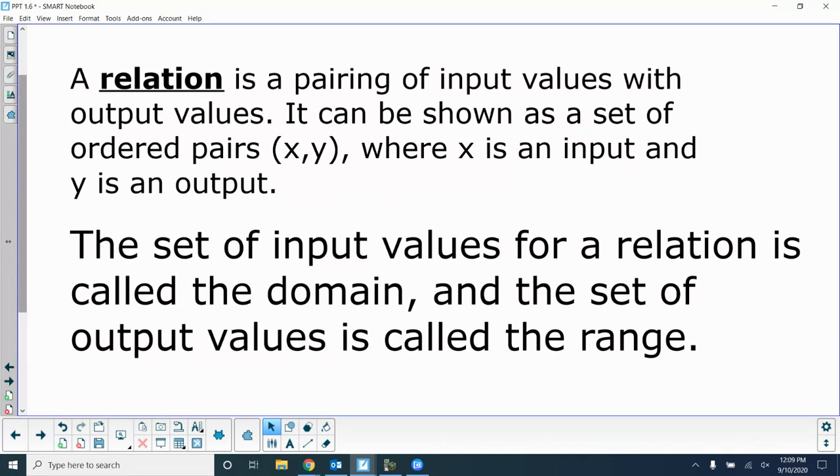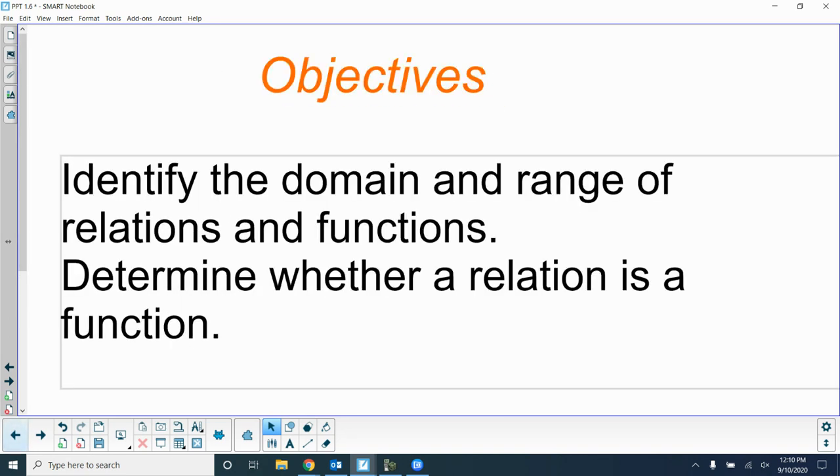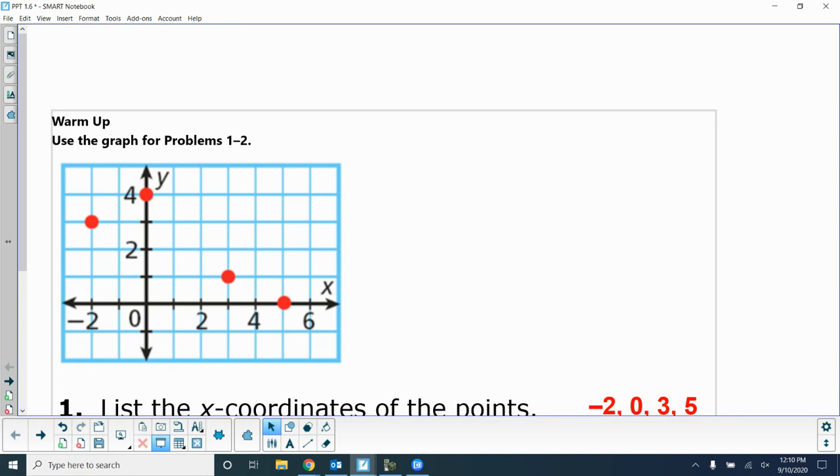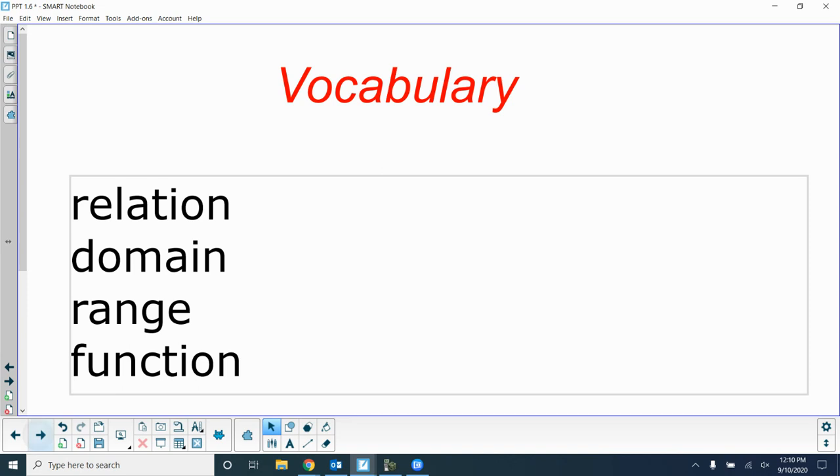A relation is a pairing of input values with output values. It can be shown as a set of ordered pairs, x, y, where x is the input and y is an output. So basically a relation is a set of ordered pairs, that's all it is. So that graph we just looked at, this is a relation. It's a set of ordered pairs, right? It's just in a graph form. A graph is a picture of a solution to a problem. This is section 1.6, yes.